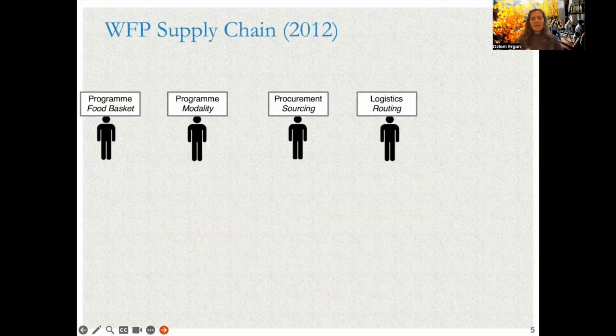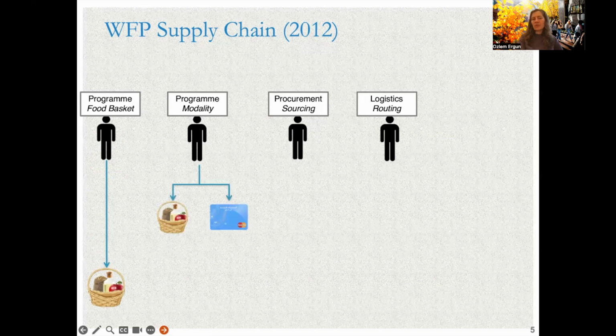More recently, still about a decade ago, we looked at WFP's supply chain, and we really were considering four different organizations within WFP, including their programming division, both the groups that are looking into how to design the food basket, and also the groups who are looking at choosing the modality of the aid, meaning should we actually bring in and deliver the goods, or shall we bring in more monetary aid because the goods actually exist in the marketplace locally.